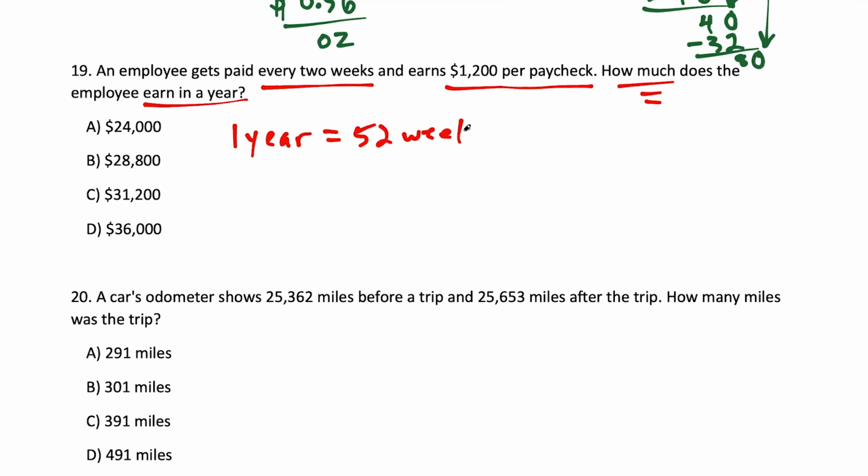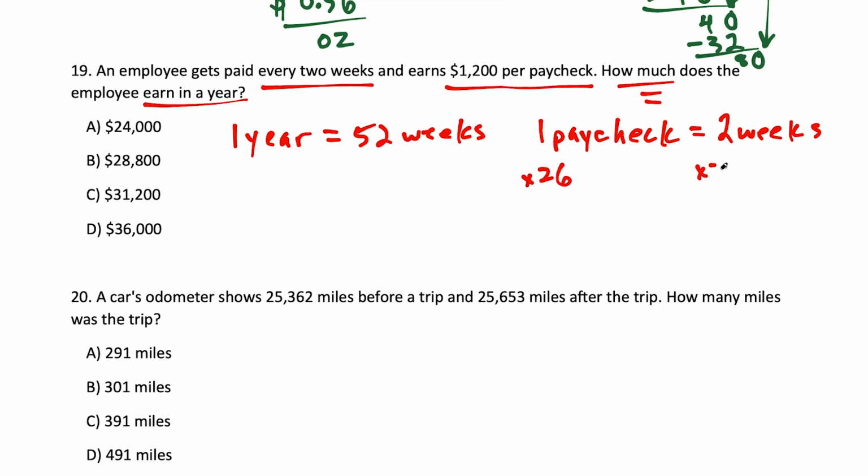So if we think about this, the employee gets paid once every 2 weeks. So it's one paycheck every 2 weeks. Okay, so this is 2 weeks. 2 weeks goes by, that equals a paycheck. So here, think about how do you get from 2 weeks to 52 weeks? You would just multiply by 26.